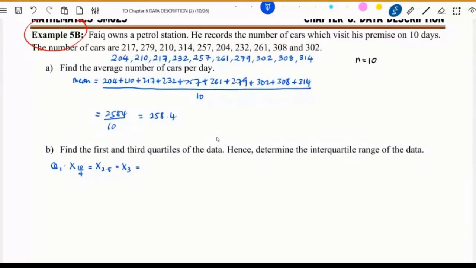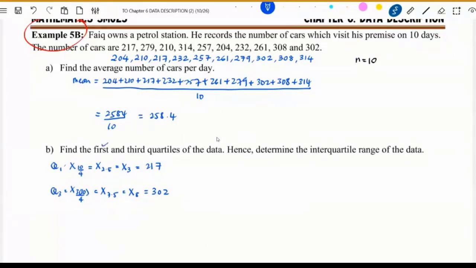We have 217. And then the third quartile, where we have it, X3 times 10 over 4. So we're gonna have 7.5. So you have to round up. We're gonna have the 8th observation. So the 8th one, which is 302. Okay, and then we have done first and third.